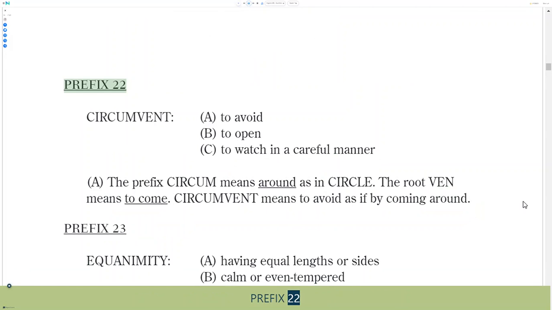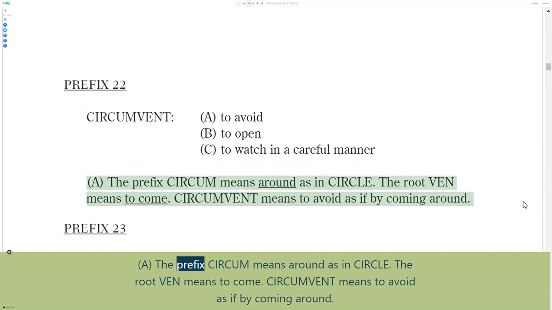Prefix 22. Circumvent. A. To avoid. B. To open. C. To watch in a careful manner. A. The prefix circum means around as in circle. The root ven means to come. Circumvent means to avoid as if by coming around.